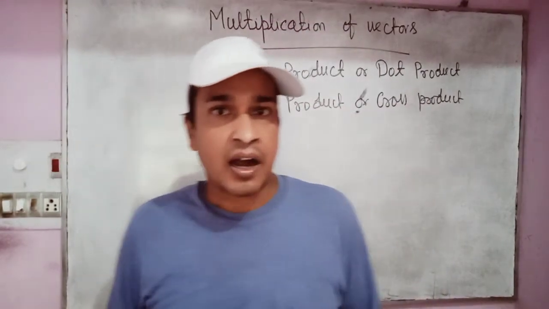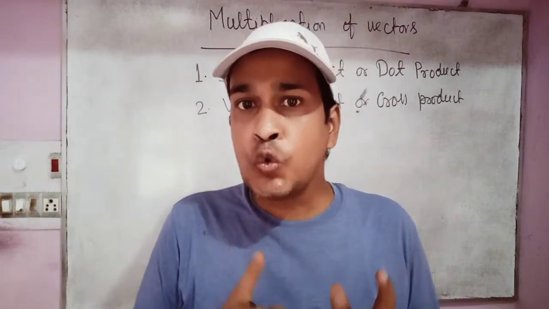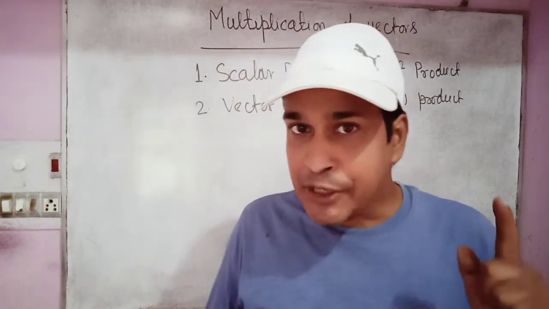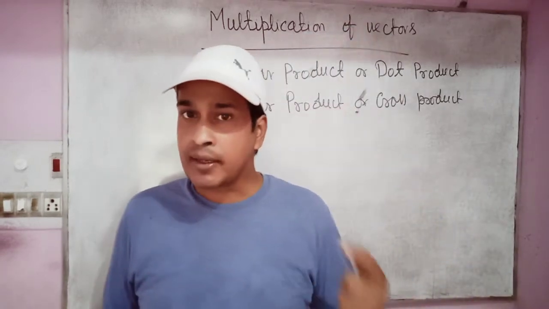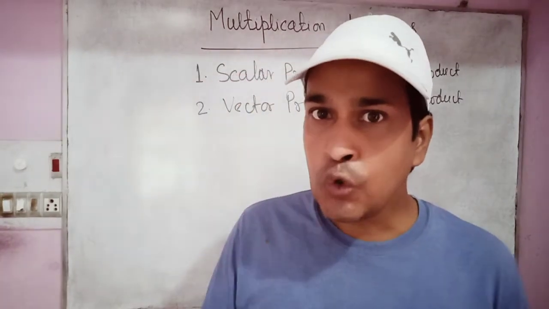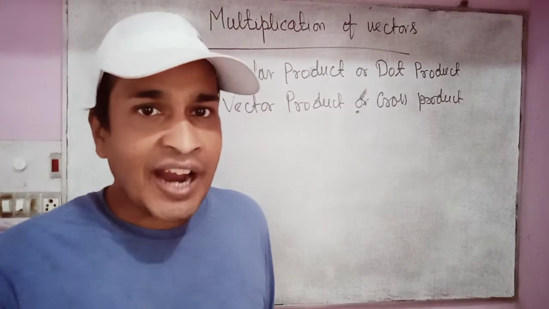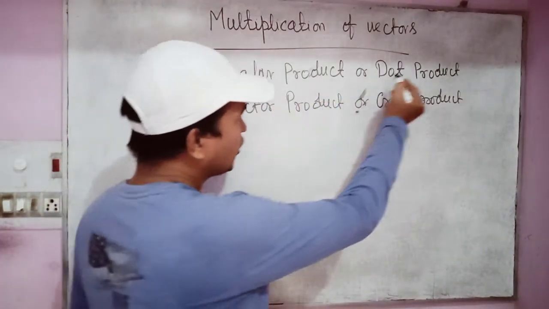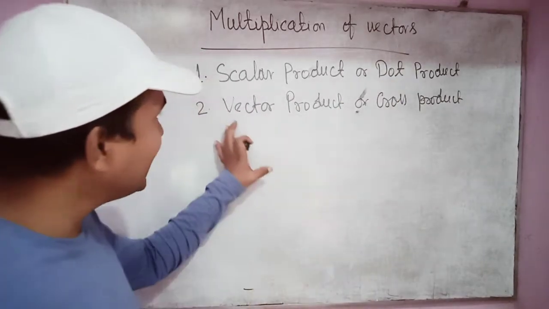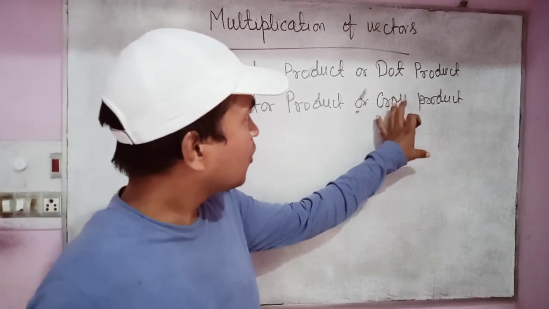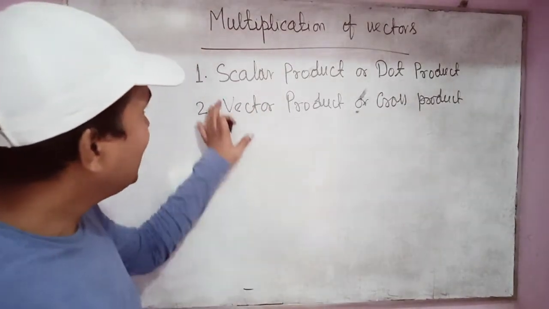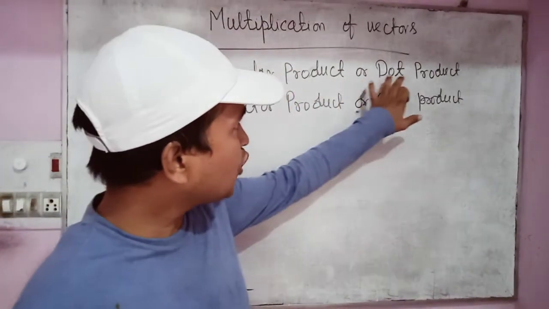In my channel, I taught you how to add two vectors. I taught you how to subtract two vectors. In today's video, we are going to learn how to multiply two vectors. There are two kinds of multiplication of vectors. The first is the scalar product or dot product of two vectors, and the second is the vector product or cross product of two vectors. In today's video, we will learn about the scalar product or dot product of two vectors.